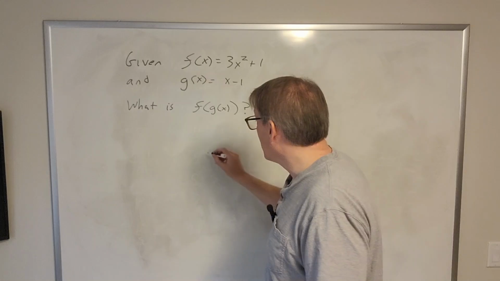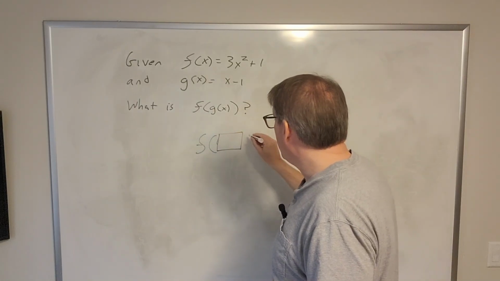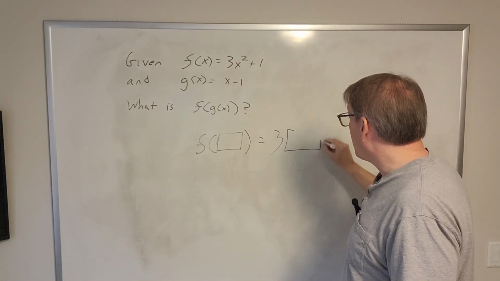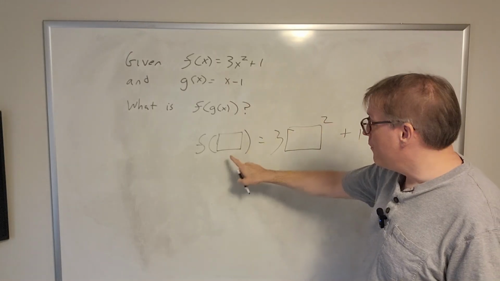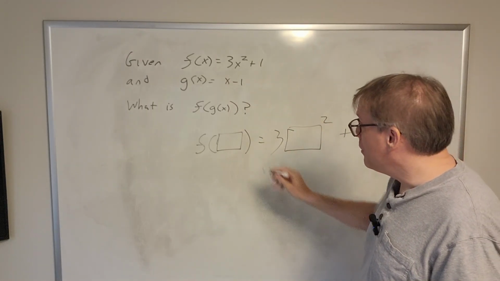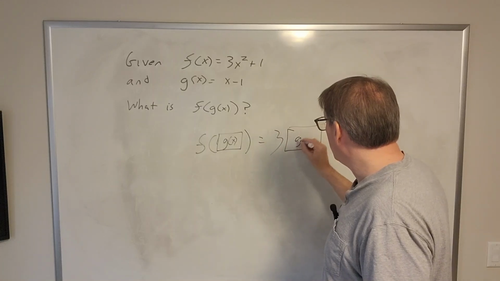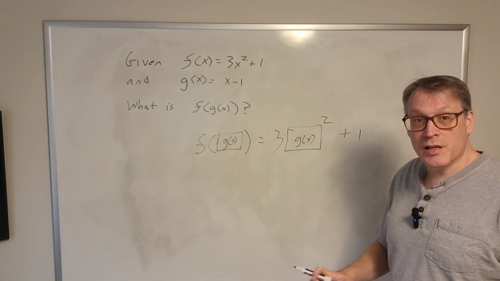So, f of box equals 3 box squared plus 1. Everywhere you see an x, make a box. And then put in the g of x. Think of it that way, it makes life a lot easier.